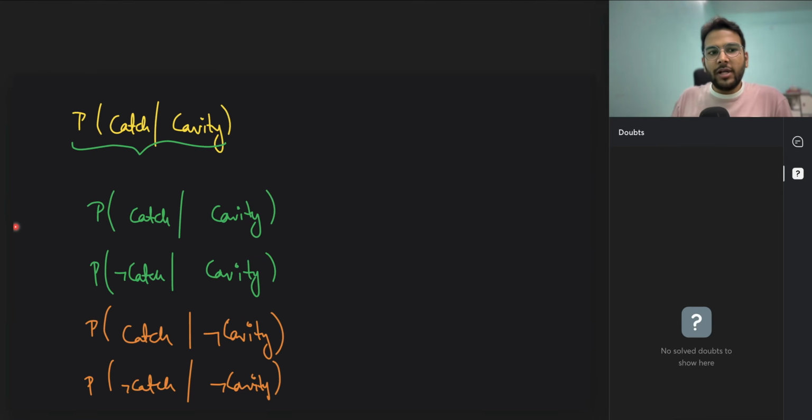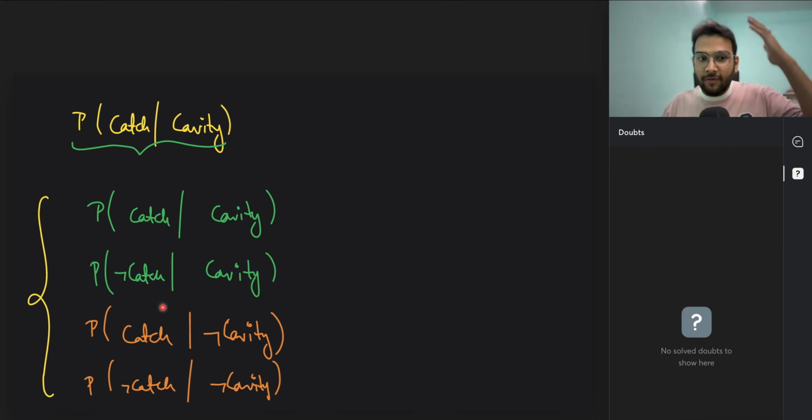Now, can you tell me what sums up to 1? You have these 4 possibilities. Can you tell me which 2 values, which 3 values, or if I add 4 values, then I am going to get 1? What do you think? Nothing? Are you sure, Manjunath?